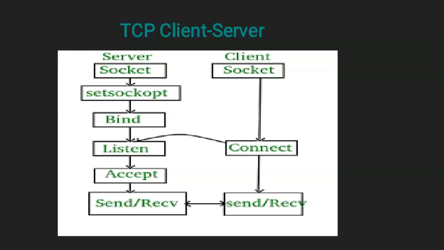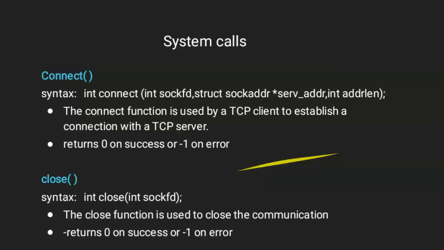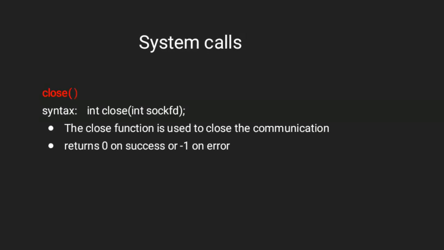This is the TCP client-server implementation where the server creates a socket, binds, and then it can listen, accept the connection, and send or receive, whereas the client can only connect and send or receive. This is the implementation of TCP and UDP.